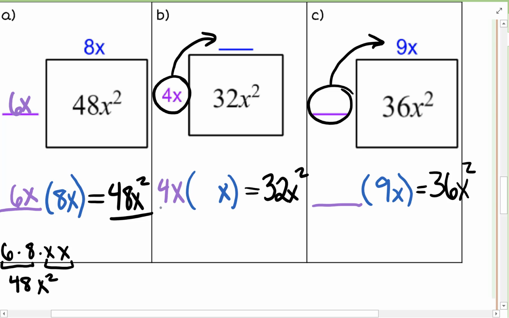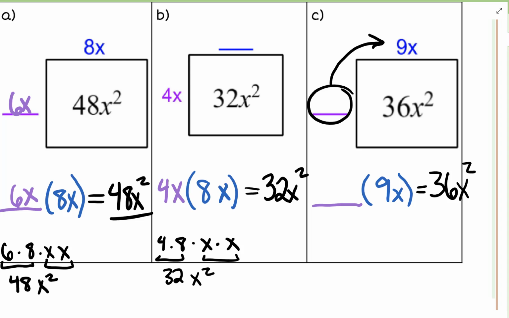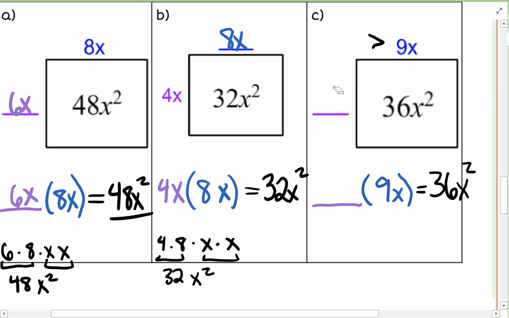Now let's look at the number. 4 times what gives me 32? That is 8. Check. 4 times 8 times x does indeed equal 32x squared. So the length of this rectangle is 8x. The width of this rectangle, the area has an x squared in it, but the length only has an x to the 1. Therefore, the width must have an x to the 1 in it as well.